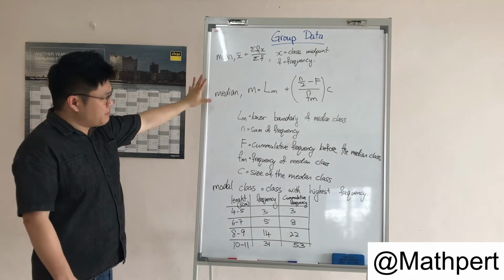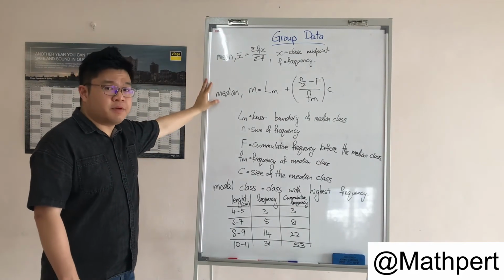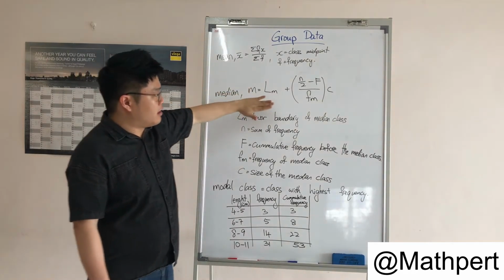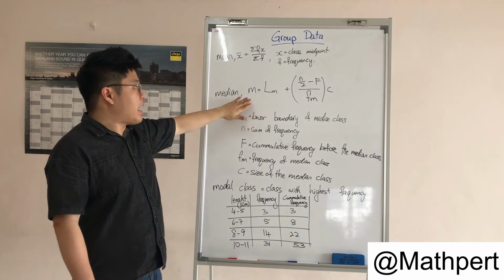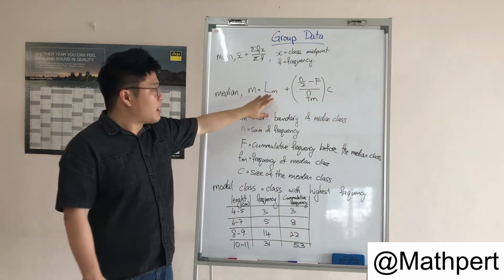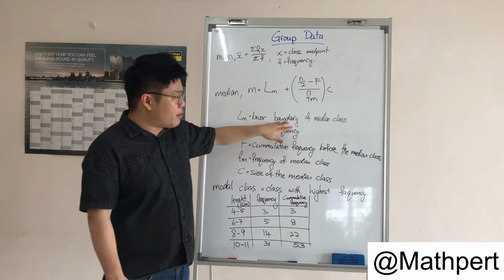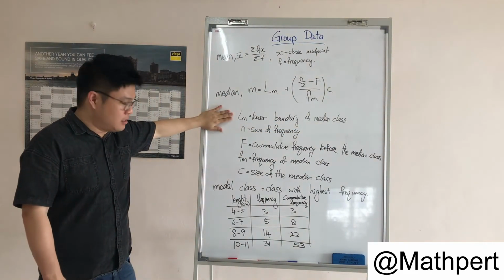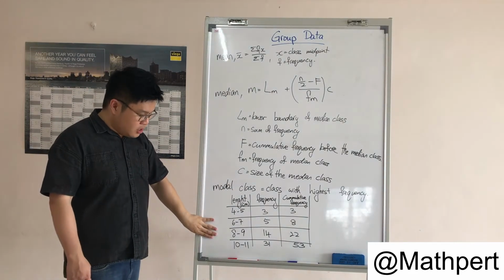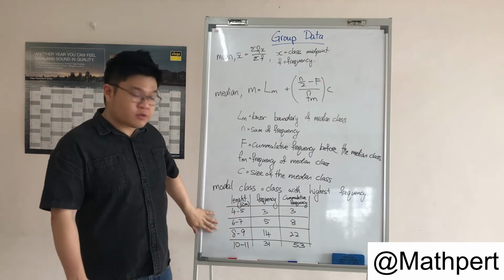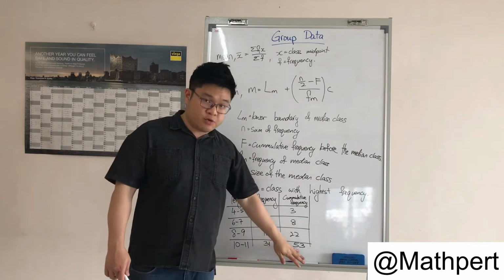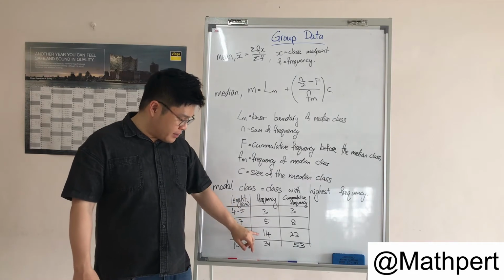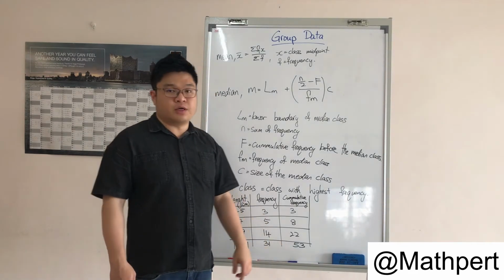Then the median. The median is a bit complicated in this case, so they have their own formula. M is the median. M equals Lm, the lower boundary of the median class. So what do we mean by the lower boundary of the median class? Take a look at this table. The maximum cumulative frequency is 53. You can find it from the cumulative frequency here: 3 plus 5 plus 14 plus 31 is 53.